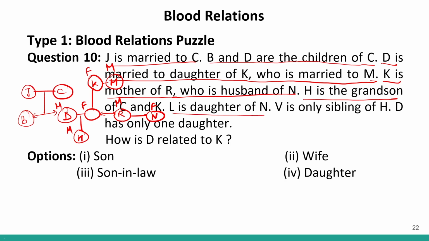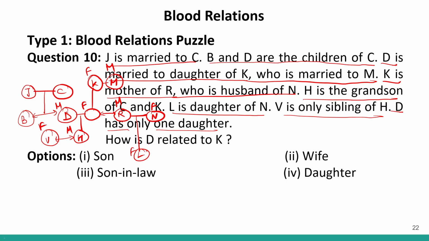L is the daughter of N. So, R and N have a daughter, L. Female. Correct? V is the only sibling of H. So, only sibling of H means V has a sibling, gender is unknown. D has only one daughter. It is given to us, D has only one daughter. That means if this is male, this would be female. Correct? If this is male, this would be female.